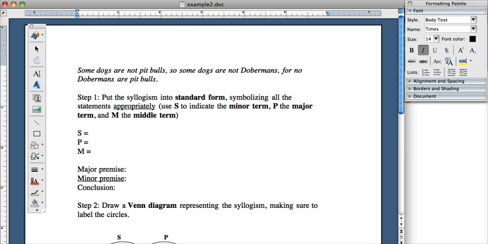we see we have the conclusion indicator, so our minor term will be dogs, and our major term will be Dobermans. And then the middle term will be what's left over, which is pit bulls.